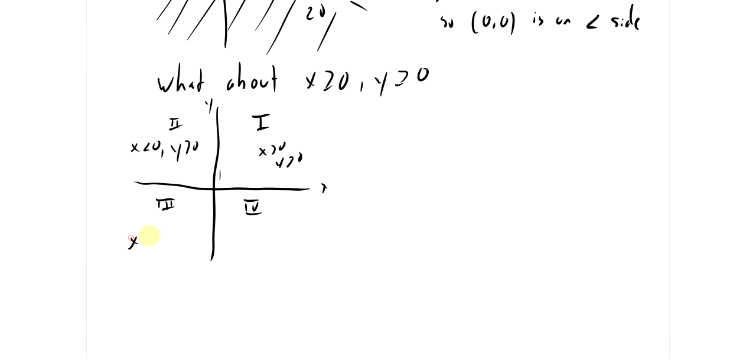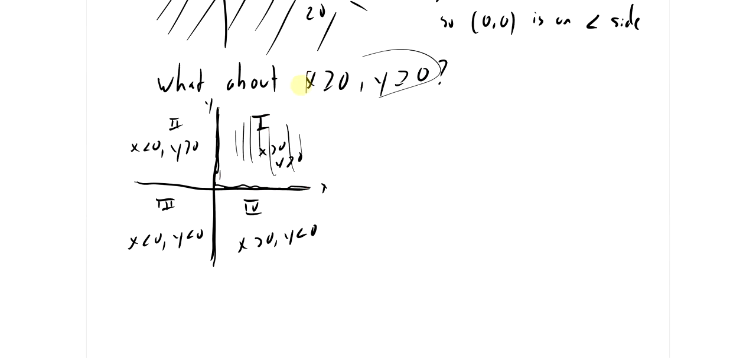And down here your x coordinates are negative and your y coordinates are negative. And down here now your x coordinates are positive but your y coordinates are negative. Great. So what does that mean if we're looking at these inequalities? Well, we're interested in only the first quadrant. So that's what those two mean.